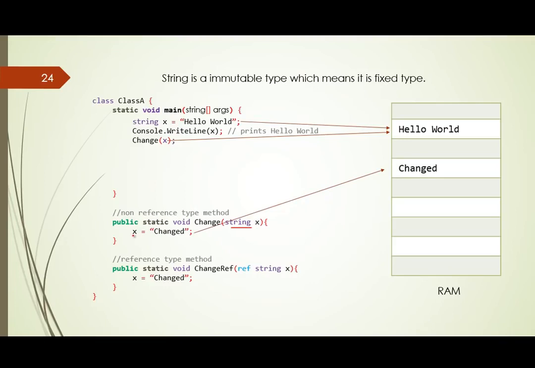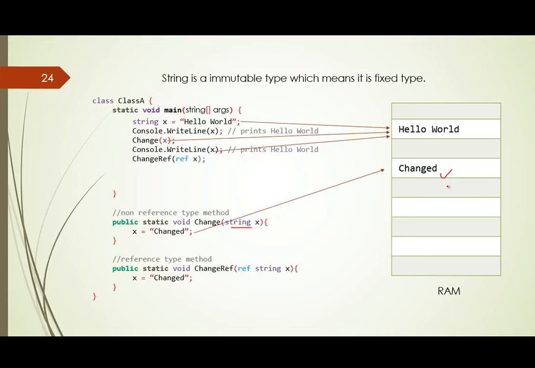After that, when we are doing change X equals change, it is really doing a new thing to a string. So it will create a new string in a new memory location, and let's say that new location is here and X is created here. But after the function is passed, it really remembers the previous memory reference location. That's it. So when it prints, it prints hello world, but it really changed in the process of the function, since it creates a new memory location, so you cannot see it.